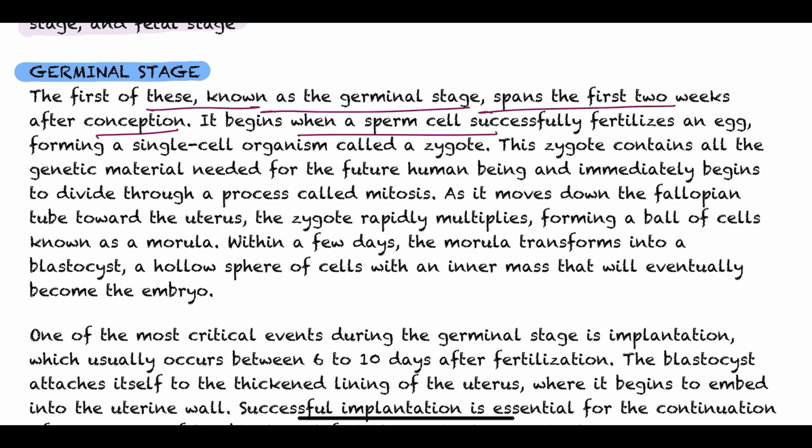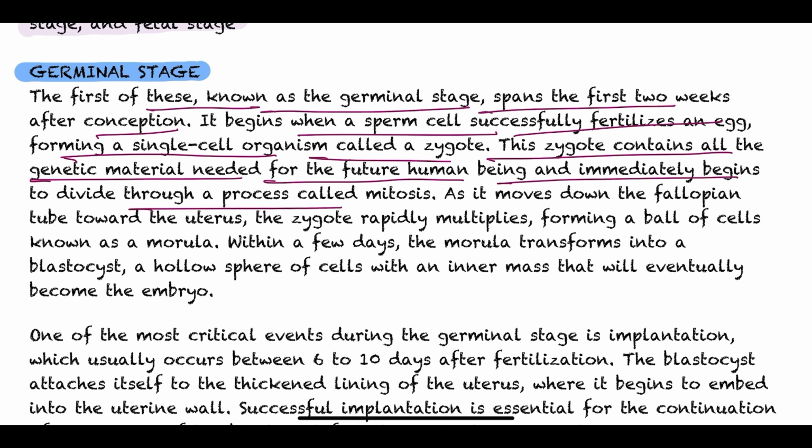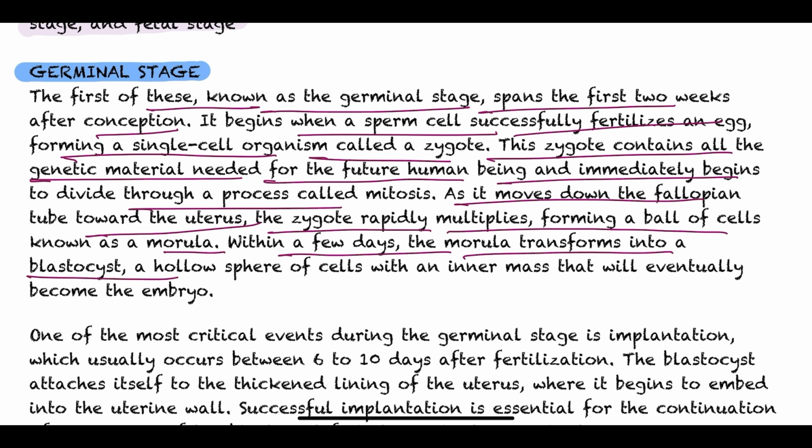It begins when a sperm cell successfully fertilizes an egg, forming a single-cell organism called a zygote. The zygote contains all the genetic material needed for the future human being and immediately begins to divide through a process called mitosis. As it moves down the fallopian tube towards the uterus, the zygote rapidly multiplies, forming a ball of cells known as the morula. Within a few days, the morula transforms into a blastocyst, a hollow sphere of cells with an inner mass that will eventually become the embryo.